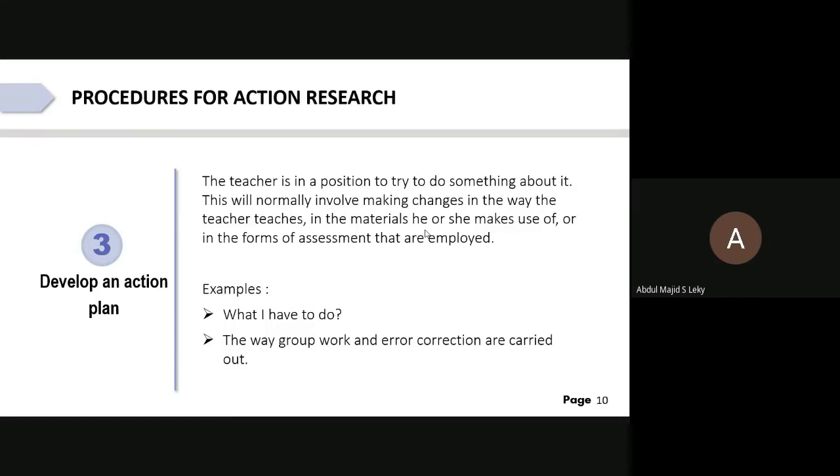Maybe sometimes your teaching style or your teaching strategy is good, the material you use is good, but the assessment you're doing is not effective, or not accurate, then it may lead the teacher to the wrong interpretation about the students' characteristics. For example, the teacher tries to ask the question, what do I have to do related to, for example, the way group work and error correction are carried out in the classroom.